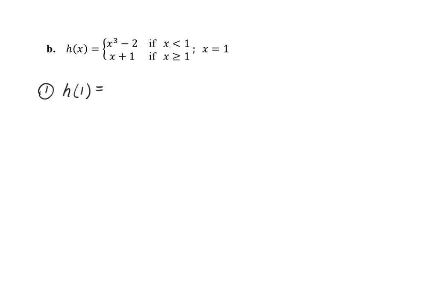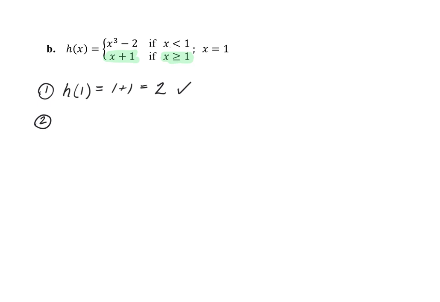Now, since this is a piecewise function, we need to look at where x can equal 1. And you'll see that x is greater than or equal to 1 here in the bottom function. So if x is equal to 1, then we are substituting 1 into the bottom piece. In other words, into x plus 1. So h of 1 will be 1 plus 1, which is 2. And yes, the first condition has been met. The function is defined. The second condition is that the limit must exist.